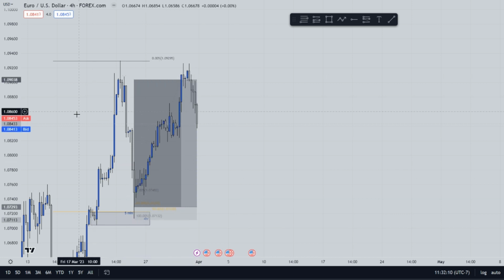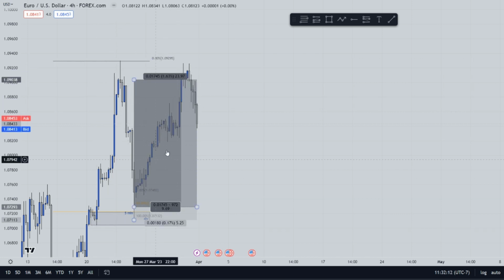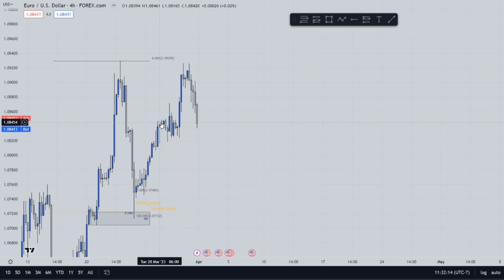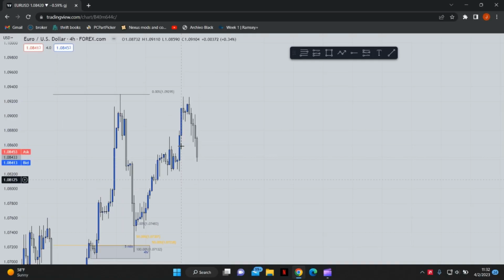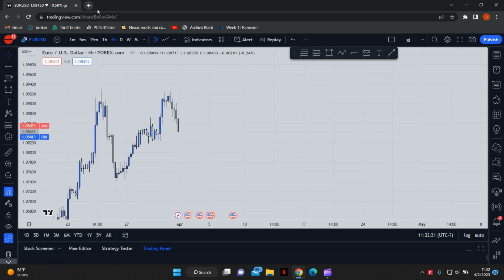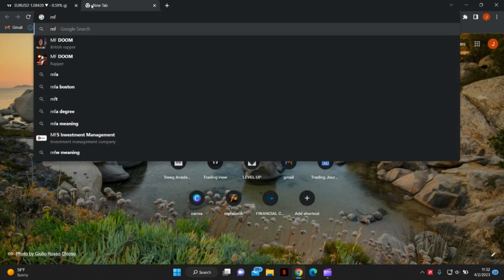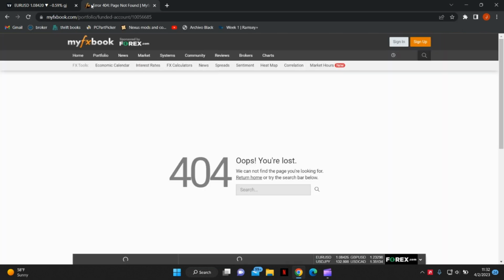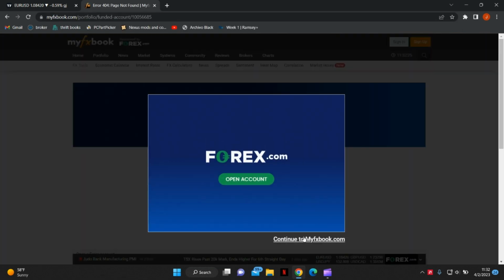It hit TP, I mean, not stop loss. It hit TP, and then it's doing whatever it's doing. So those are my trades on UJ and GJ. And like I said, I wanted to show y'all my FX book just to be transparent.